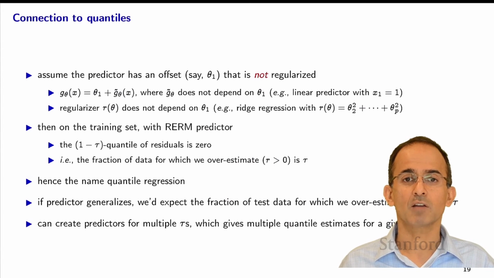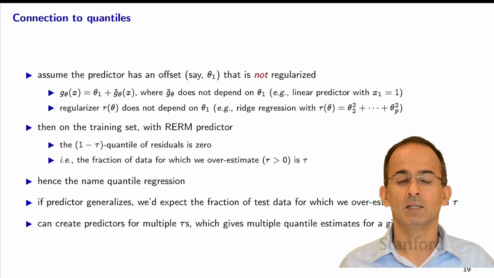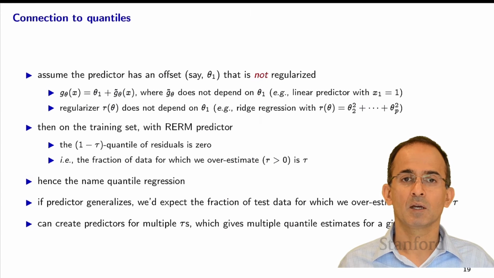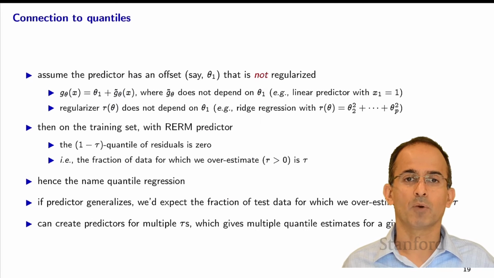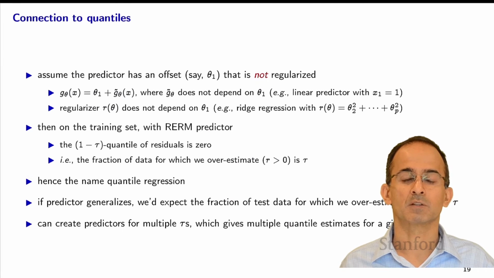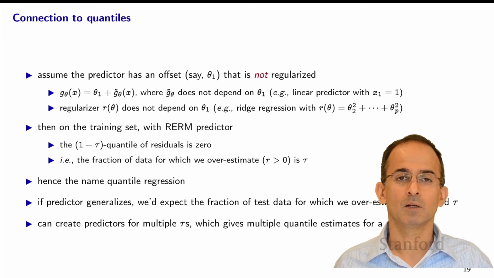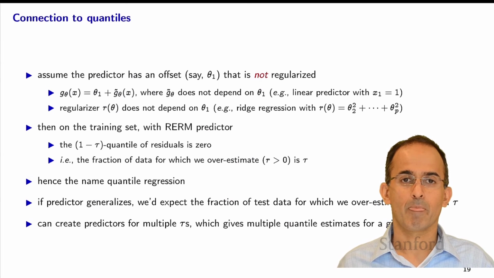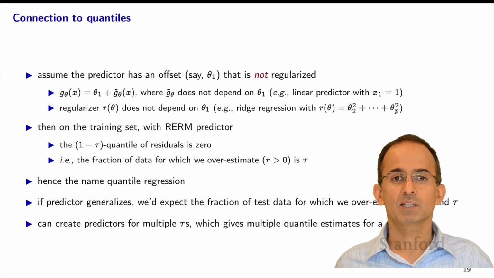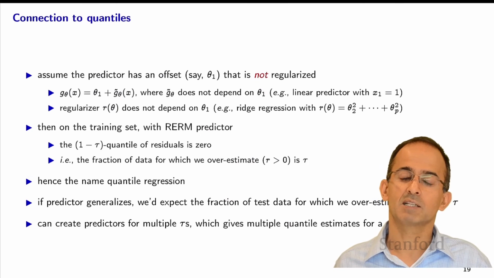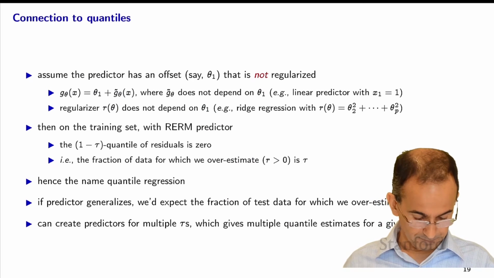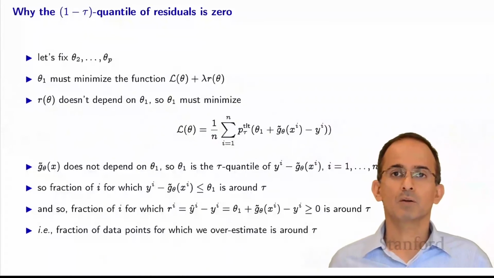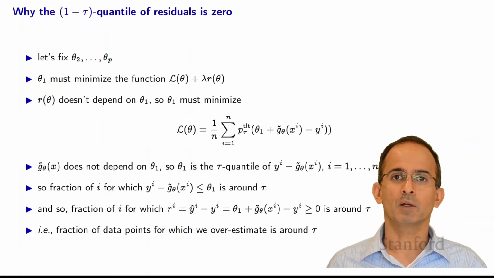If the predictor generalizes, we would expect to see the same thing in the test data that we see in the training data. Notice that in the training data, this is exact, apart from the possibility that there might be data points with repeated residual values. So we can create predictors for many different taus, which give many different quantile estimates for a particular x. So let's look at why we get this phenomenon.